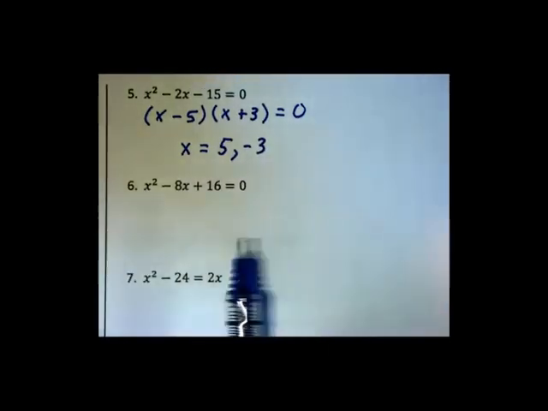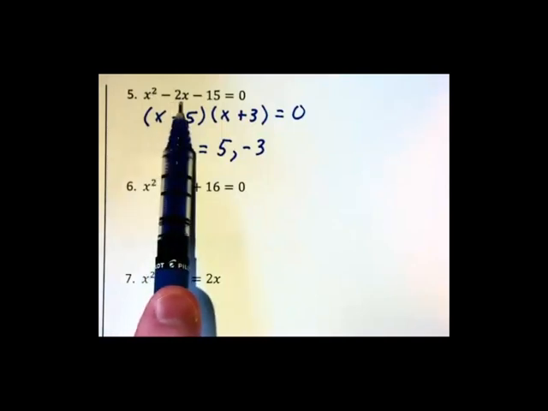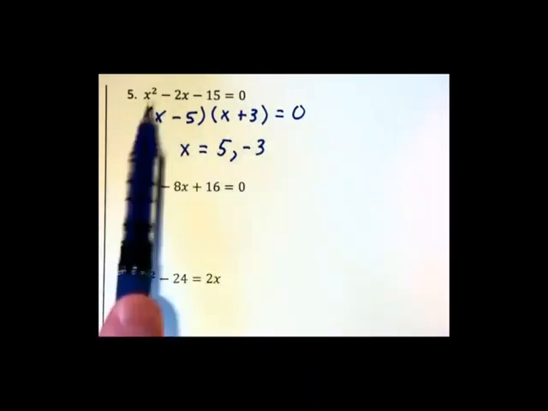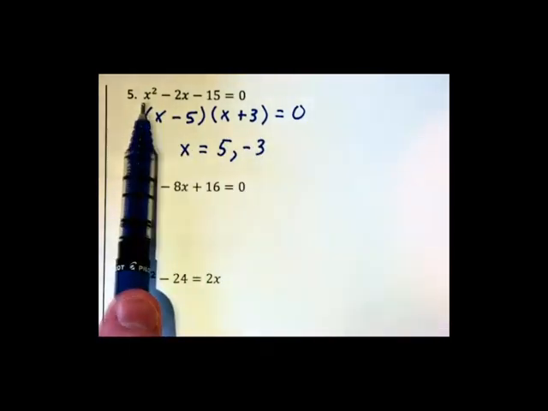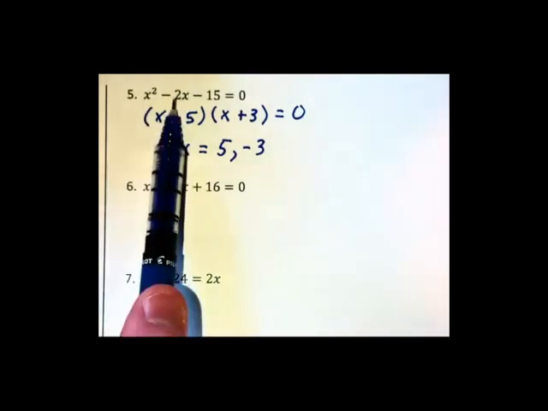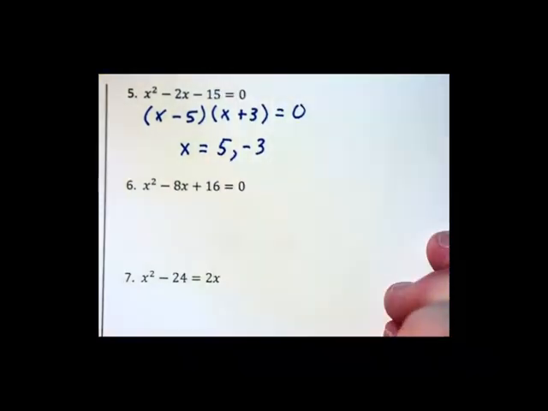Note that these are checkable. I haven't done it yet. I probably should here. 5 can be substituted in. 5 squared is 25. 2 times 5 is 10. 25 minus 10 is 15. Minus 15 is 0. Likewise with negative 3. Square it to positive 9. Negative 2 times negative 3 is positive 6. 9 plus 6 is 15. Minus 15 equals 0. All of these equations are checkable.